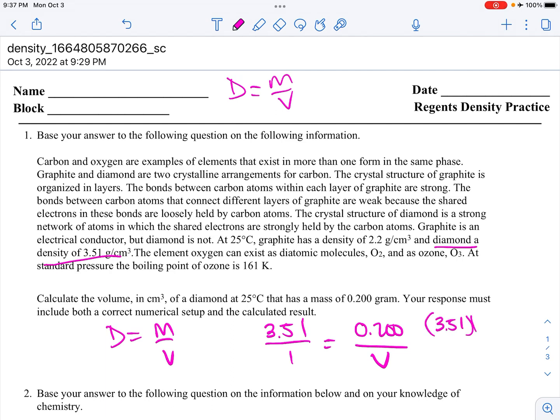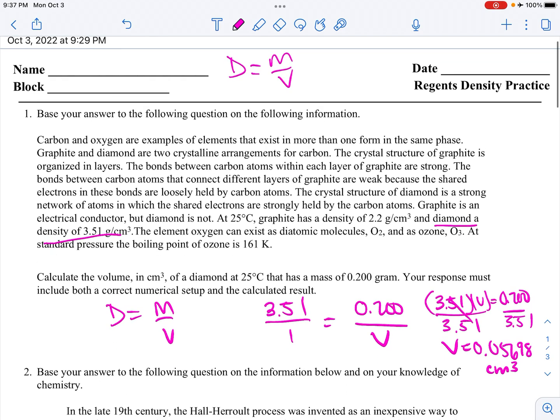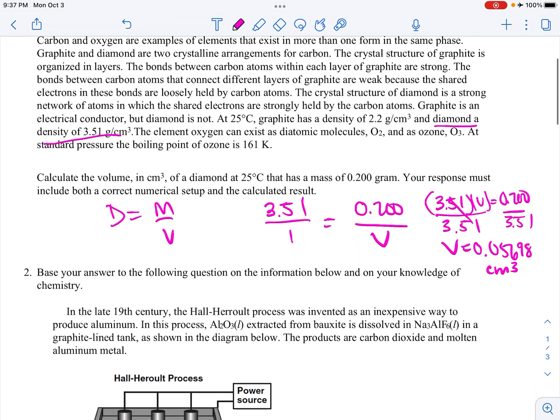3.51 times V equals 0.2. Divide both sides by 3.51. V equals, plug it into your calculator, 0.05698 cubic centimeters. It did not tell us how to round. Maybe that's a few too many decimal places, but that's all right.